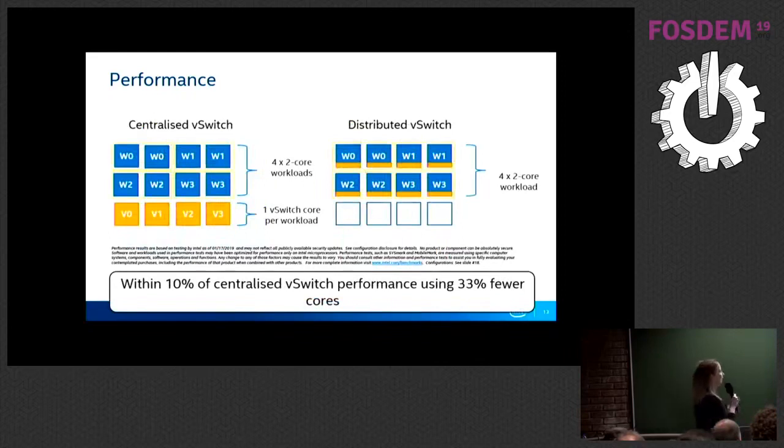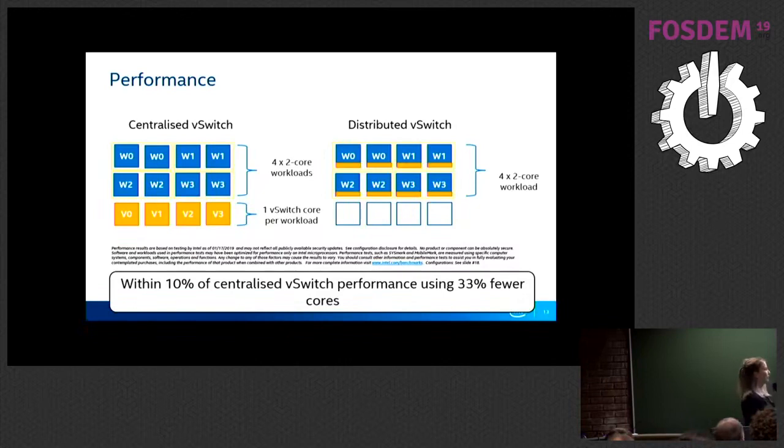Okay, so the left here is our centralized vSwitch configuration, and you can see we're using 8 cores to run 4 of the 2 core workloads, and the remaining 4 cores in orange here are our dedicated vSwitch cores. So to rephrase that, we're running 4 workloads, and we've got 1 nailed up core per workload, and that uses our full 12 core budget.